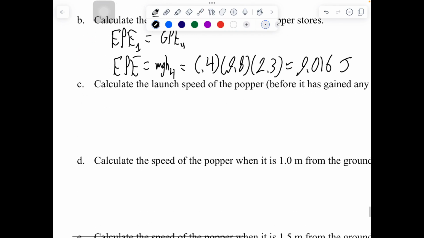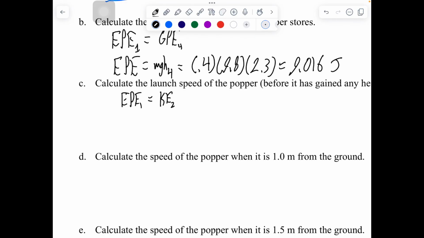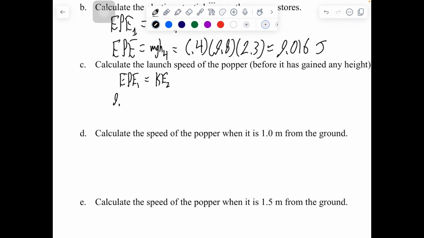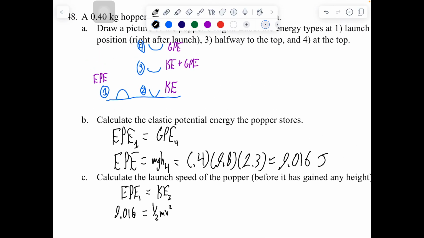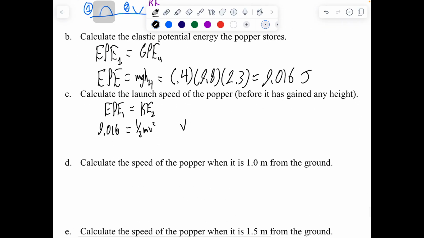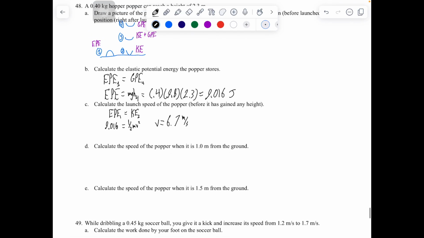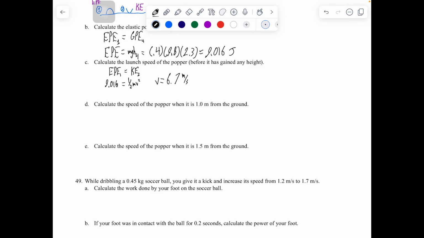So, we can say that elastic potential energy turns into the kinetic energy at point 2. We know the elastic potential energy was 9.016. Kinetic energy is 1/2 mv squared. So we'll go ahead and take our 9.016, multiply by 2, divide by the mass of 0.4, and take the square root. And we find our velocity, 6.7 meters per second. Speed of the hopper popper when it is 1 meter from the ground.